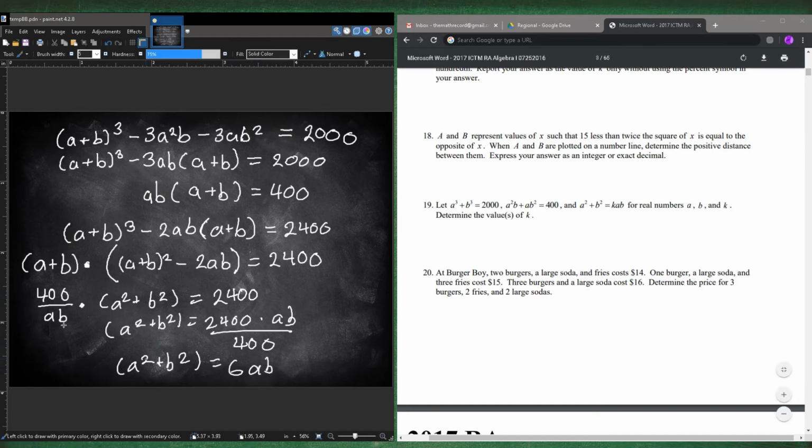So it's already in this form. A squared plus b squared is 6ab. So a squared plus b squared is equal to kab. So k is equal to 6.